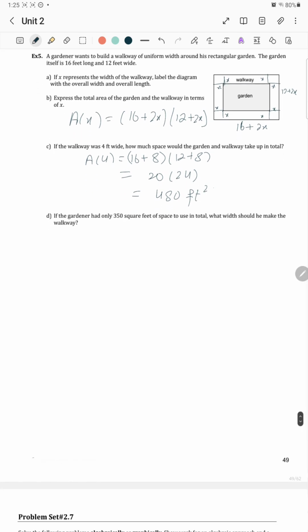If the gardener had only 350 square feet of space to use in total, what width should he make the walkway?